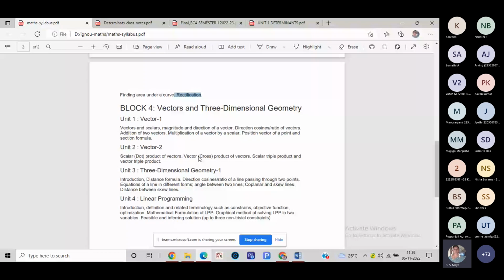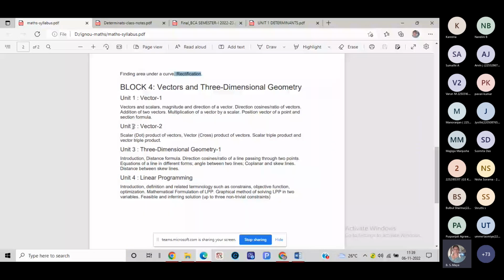Finally we come to vectors and three-dimensional geometry. Somewhat, for understanding, it will require more time for vectors because there may be confusion in understanding, but I will make it simple. If you put in more effort, you can understand this one compared to the last three modules.